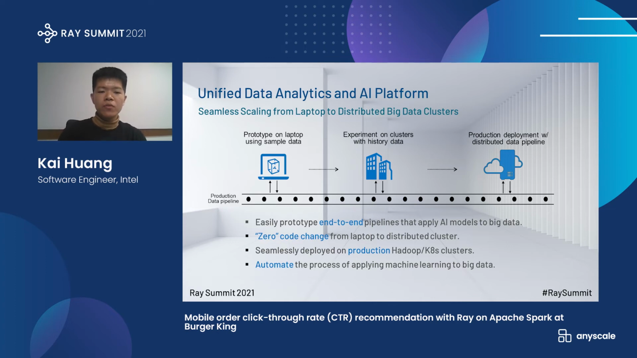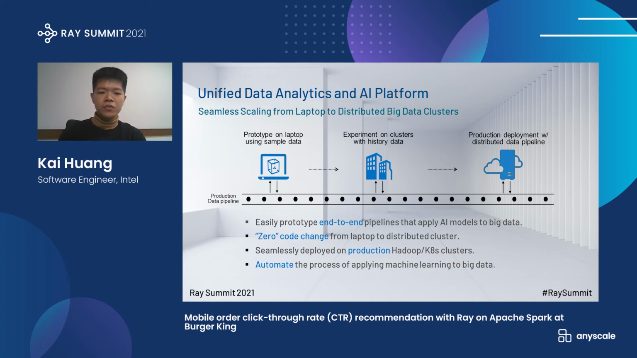When developers want to build a data AI pipeline, normally they would go through three steps. First of all, they will finish a prototype on their laptop using some sample data. If the functionality looks good locally, they will do some experiments on clusters with some historical data. And if everything is fully tested, they will deploy the distributed data pipeline into the production environment.